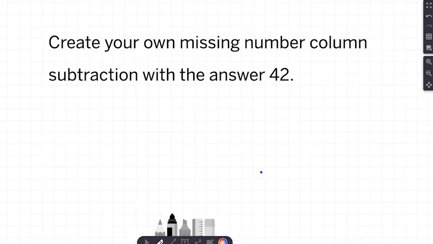Right, on to the challenge. And the challenge in this video is to create your own missing number column subtraction, but you must have the answer of 42. Now you could make it slightly easier and have no regrouping or exchanging. You could make it slightly more complicated and have some of that in there. Give that a go and see if you can make up your own question.